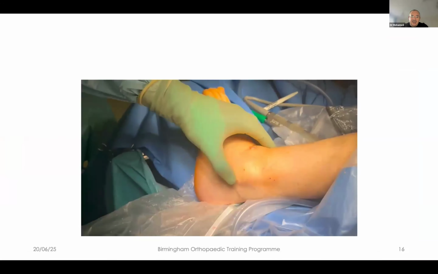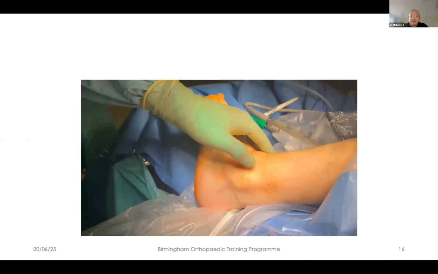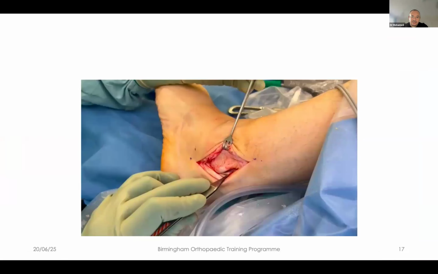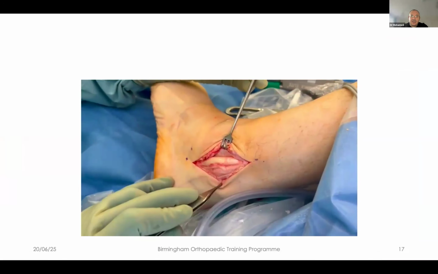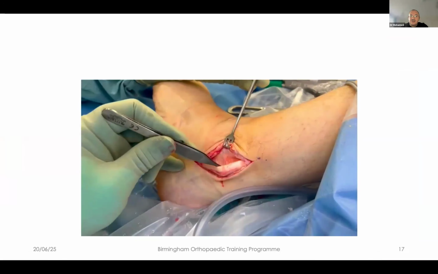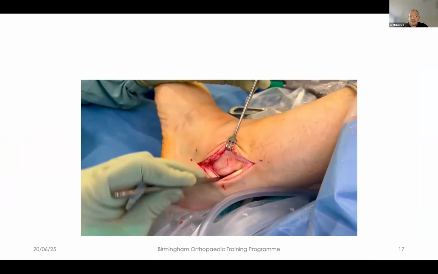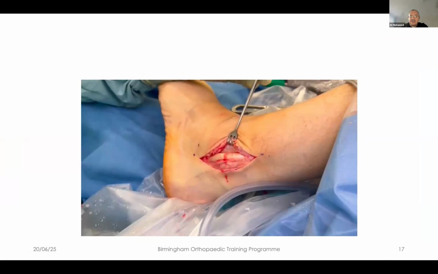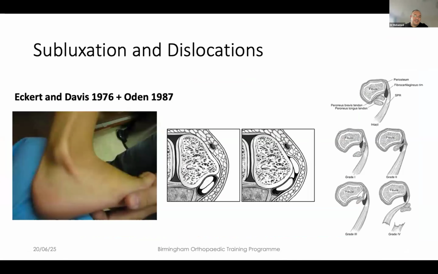So as you can see here, the peroneal tendons are just bobbing out of the retromalleolar groove. Once the patient is relaxed under anesthesia, I push it back in the retromalleolar groove. Once I remove my hand, it bobs out again. And this you can see visually. So there is no superior peroneal retinaculum. Nothing is maintaining the tendon in the retromalleolar groove, and they just simply sublux out.